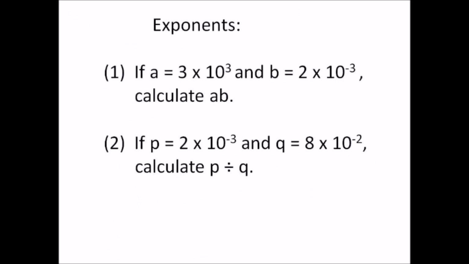1. If A is 3 times 10 to the power 3 and B is 2 times 10 to the negative 3, calculate AB. Number 1, remember what you do when you're multiplying exponents. 2. If P is equal to 2 times 10 to the negative 3 and Q is equal to 8 times 10 to the negative 2, calculate P divided by Q. Remember what you do when you're dividing exponents.